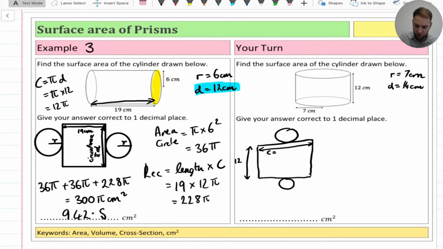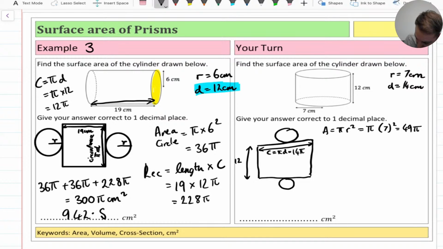I'm going to start going through it now. I'll do it on the page. My circumference of this one is going to be pi times 14, so pi d, which is equal to 14 pi. The area of the circle at the top is equal to pi r squared, which is pi times 7 squared, which is equal to 49 pi.